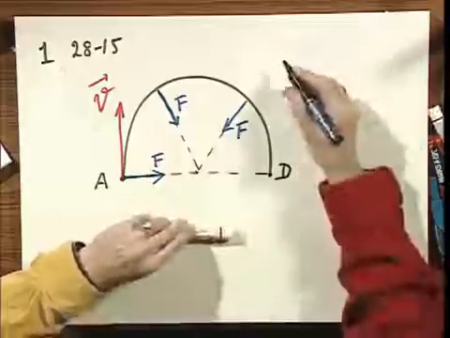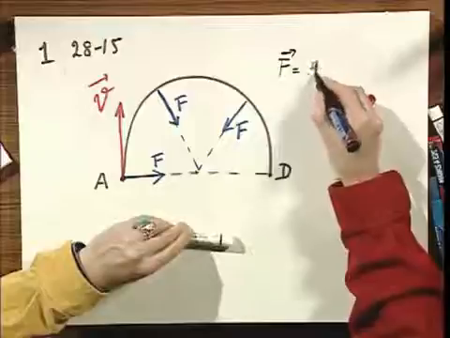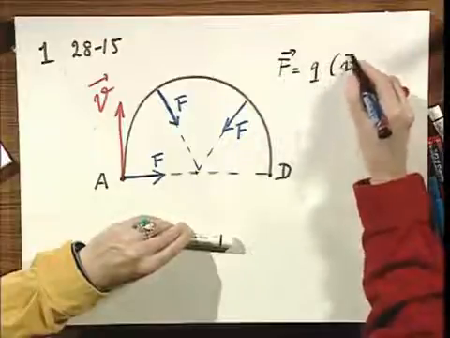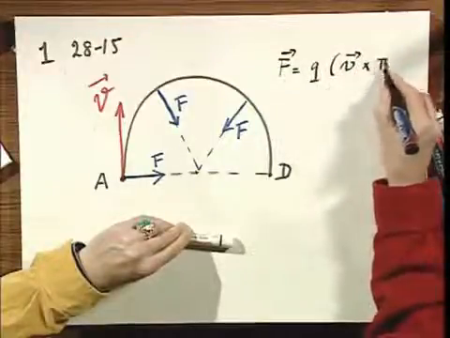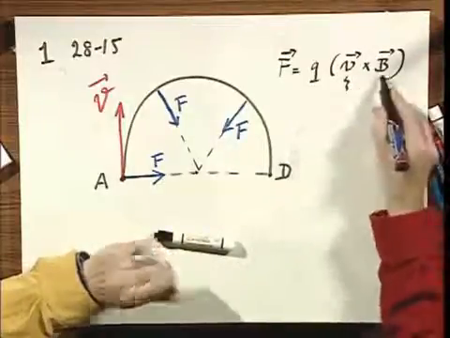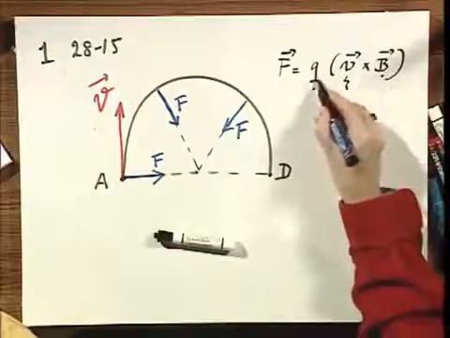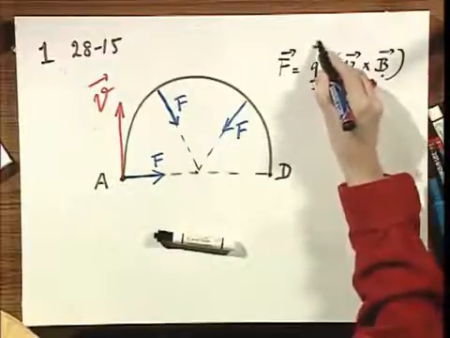Well, the force equals Q times V cross B. V is the velocity of the electron, B is that magnetic field that we're interested in, and Q is the charge of the electron. Keep in mind that this is negative.